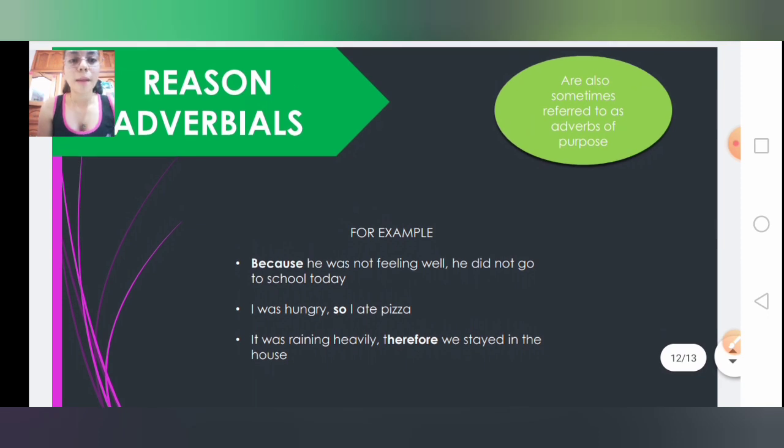For example, because he was not feeling well, he did not go to school today. I was hungry, so I ate pizza. It was raining heavily, therefore we stayed in the house. The reason adverbials are because, so, and therefore.